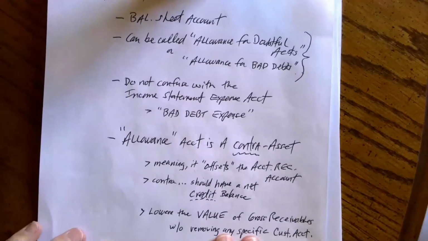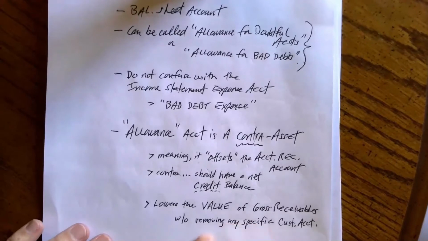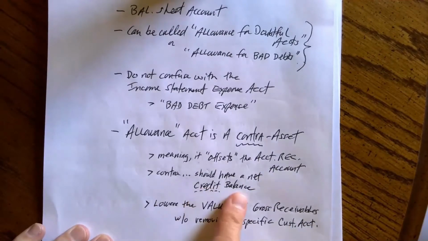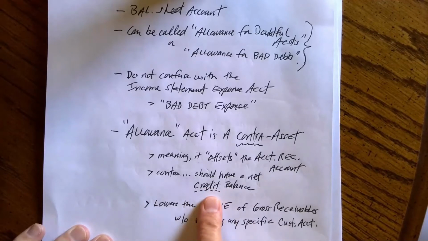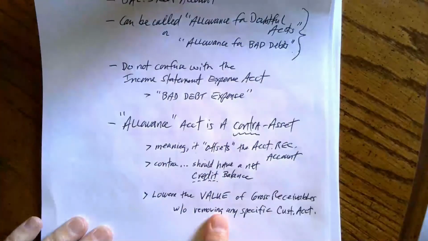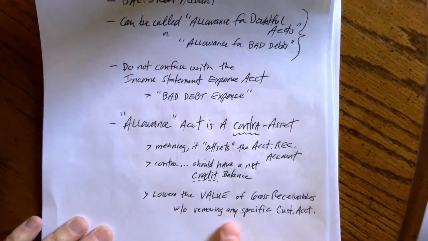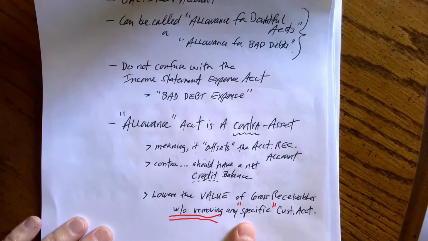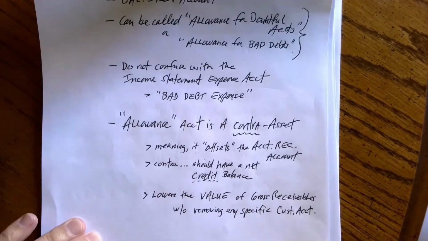The allowance account is a contra asset account, meaning it offsets the accounts receivable account. Contra, meaning it should have a net credit balance at any point in time. And it lowers the value of gross receivables without removing any specific customer account. That's how the allowance method works. It reduces the total receivable position of the company without naming a specific customer.